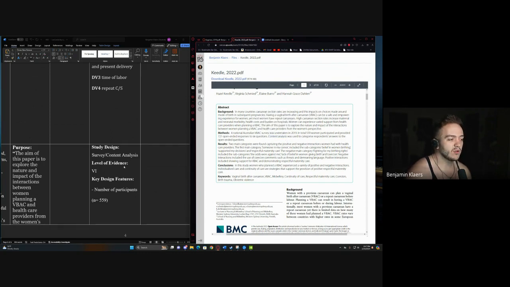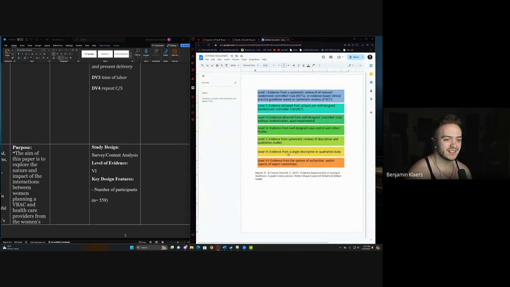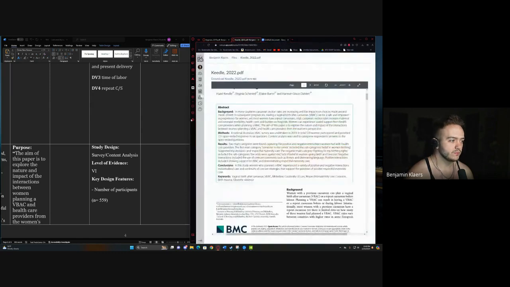I selected a level of evidence of 6 because it is a single descriptive or qualitative study, and it is not a systematic review of descriptive and qualitative studies. It is a singular qualitative study, but it is not just evidence or opinions of authorities. So this seemed like the one that applied to it the most.